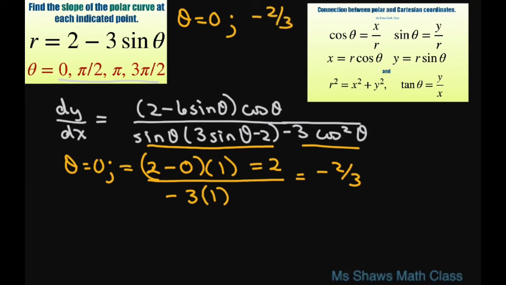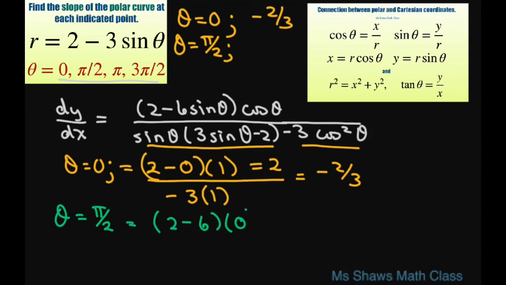Now let's go to pi divided by 2. This is going to be 2 minus 6 times cosine of pi divided by 2, which is 0. So we're having 0 in the numerator and something in the denominator. So this is just going to go to 0.